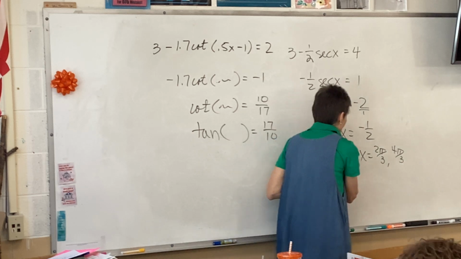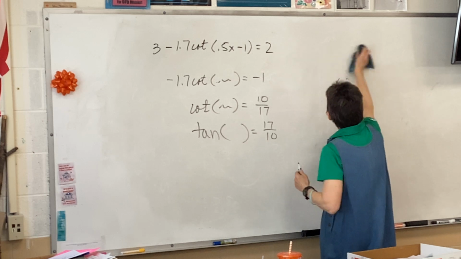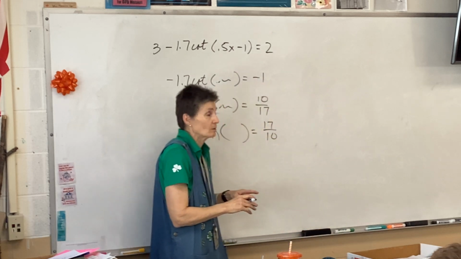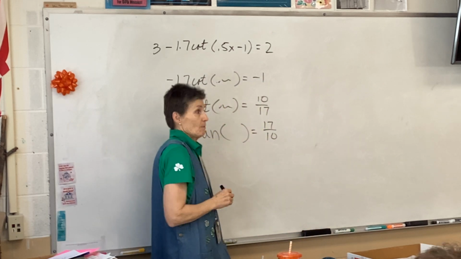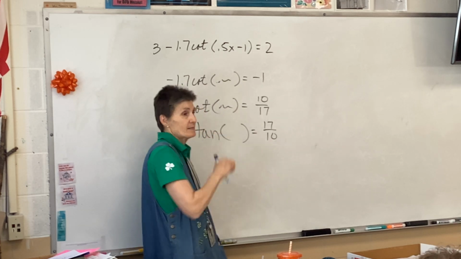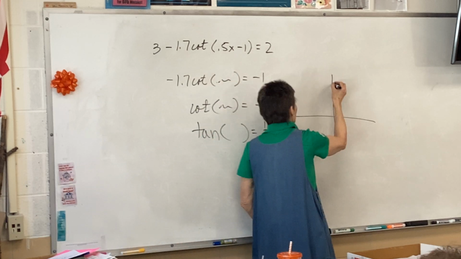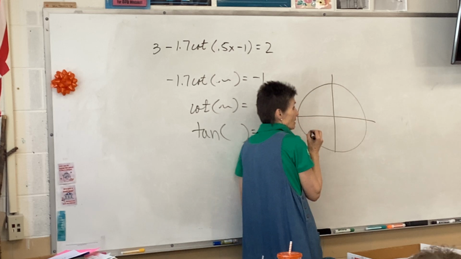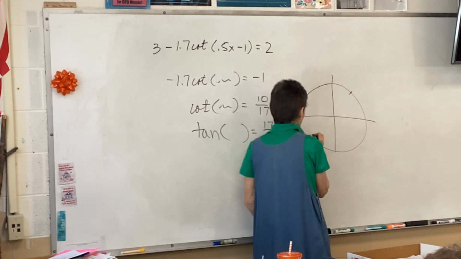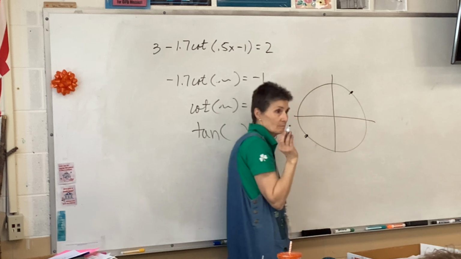So this says, I've got some kind of angle out there somewhere. It's certainly not one of my special angles. But there's an angle out there, and its tangent is a positive 17/10. I don't know what it is, but I know where it is. Where is the tangent positive? Q1 and Q3. So here is going to be an angle, and here is going to be an angle. Would everyone agree with that?